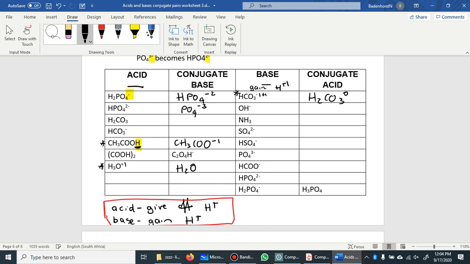Then let's go on to another one. Let's go on to NH3. So NH3 has already got 3 hydrogens. It's a base. It needs to gain a hydrogen and become NH4. The charge used to be 0, so you need to add 1, so it becomes +1.